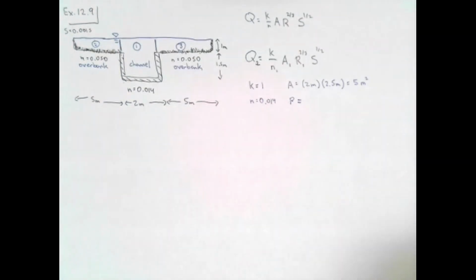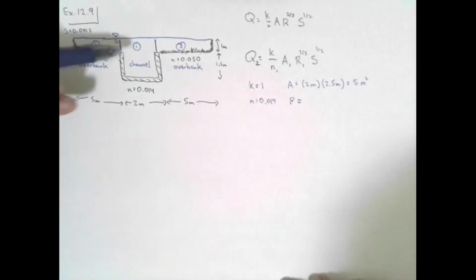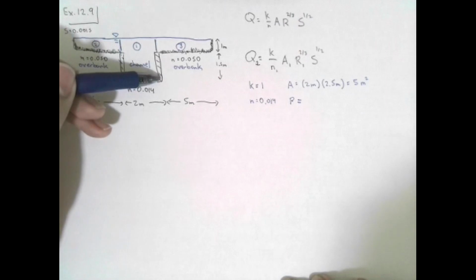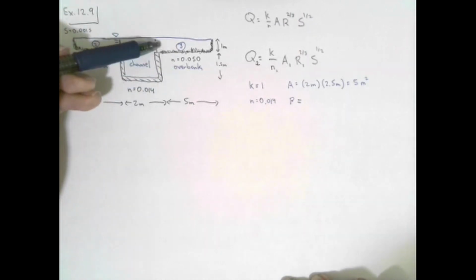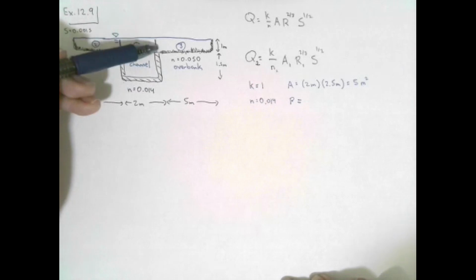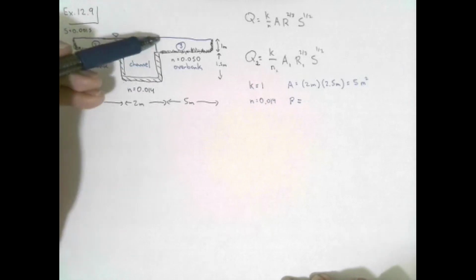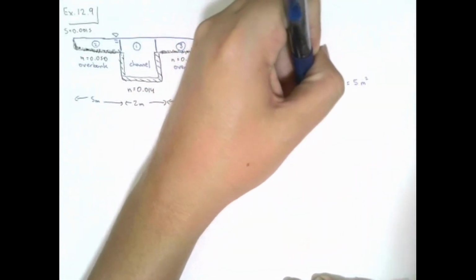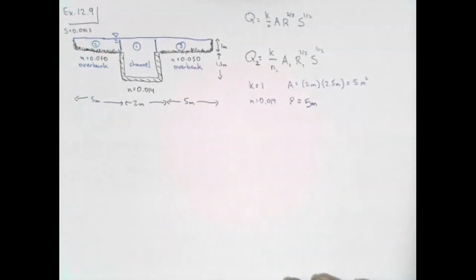What's the wetted perimeter for this channel? So we can calculate the hydraulic radius. 5.5, that's correct. So we have 1.5 plus 2 plus 1.5. Remember, this section isn't included there because there is no friction from the channel on this section, right? So our perimeter, as we know, is simply 5 meters. Okay. So what does this give us?